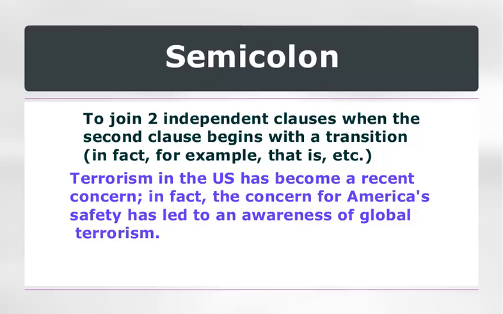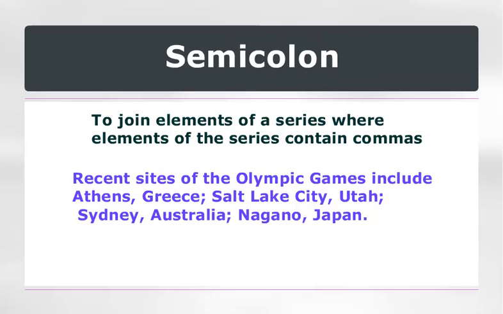You use a semicolon to join two independent clauses when the second clause begins with a transition, like in fact, or for example, or that is. Terrorism in the U.S. has become a recent concern; in fact, the concern for America's safety has led to an awareness of global terrorism. And you use a semicolon to join elements of a series where the elements of the series contain commas. Recent sites of the Olympic Games include Athens, Greece; Salt Lake City, Utah; Sydney, Australia; Nagano, Japan.